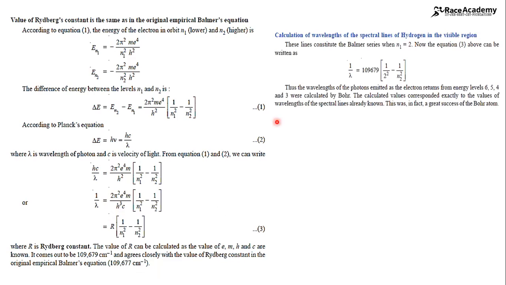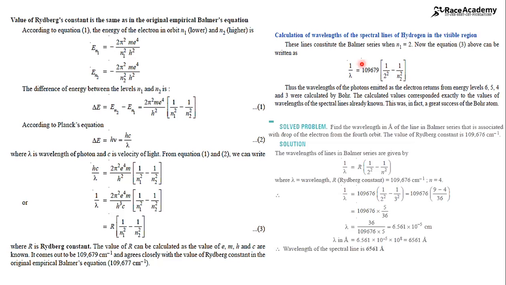That means this calculation of wavelength of spectral lines of hydrogen in the visible region can be done using this expression for Balmer series, that is n1 value is 2. So this formula you can use for Balmer series. We'll see a problem here. Find the wavelength in angstrom units of the line in Balmer series that is associated with the drop of electron from the 4th orbit. The value of Rydberg constant is given as 10967776.